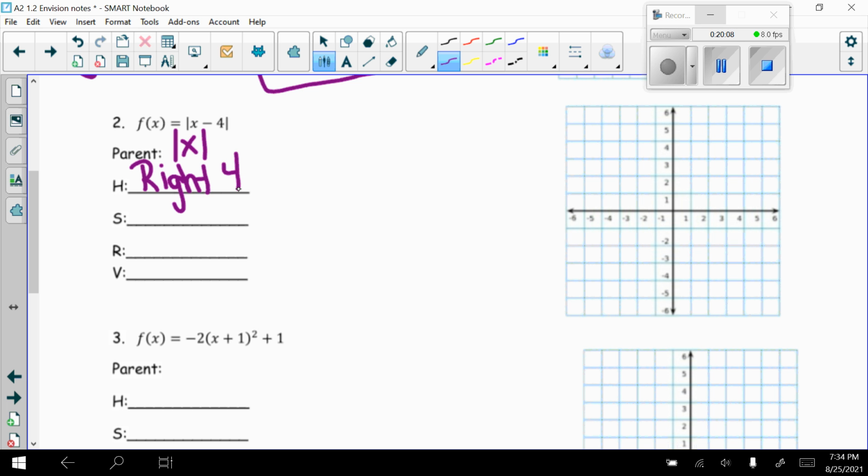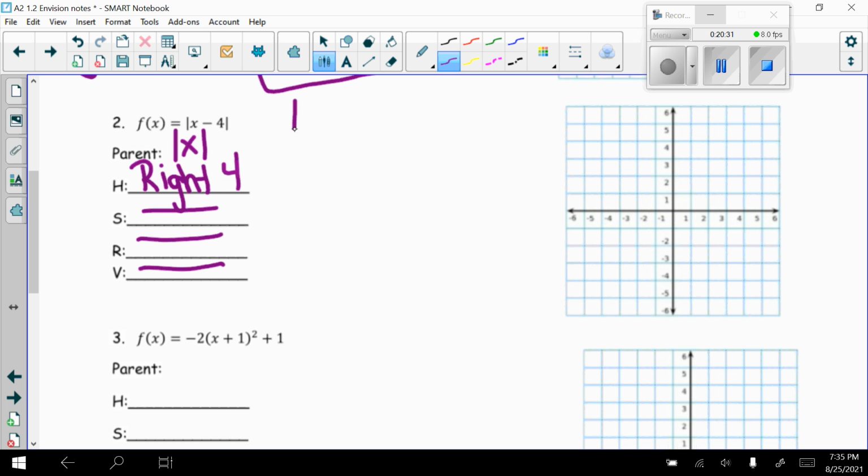Stretch or compression, that means I have to have a number multiplied by the x. I don't have one. Reflection means I need a negative out front. I don't have one. Vertical means I need a number being added or subtracted on the outside. I don't have one. So the only thing that's happening to this parent function is it's going to the right 4. It's taking every single point from the parent and shifting it to the right 4.